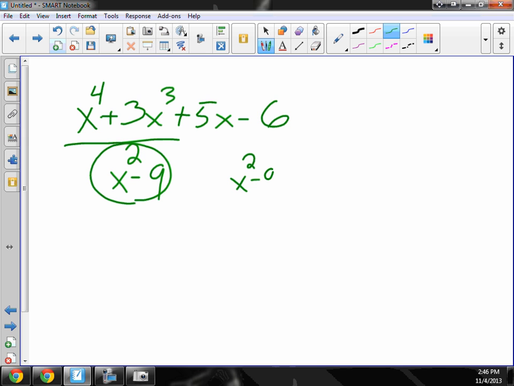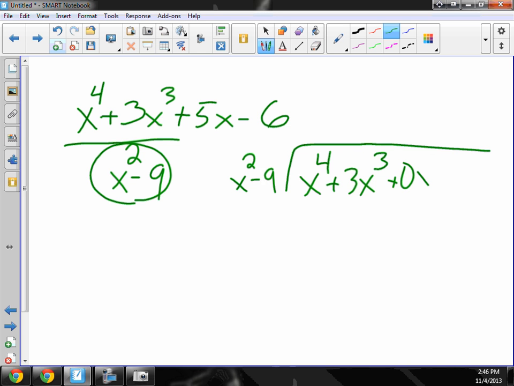So x squared minus 9, x to the 4th plus 3x. I need a placeholder. But this one's a little bit tricky because when you put things in columns, you're going to have to skip a column. So how many times does x squared go into x to the 4th? X squared. Now I multiply, and I get x to the 4th. What do I get here? Negative 9x squared.